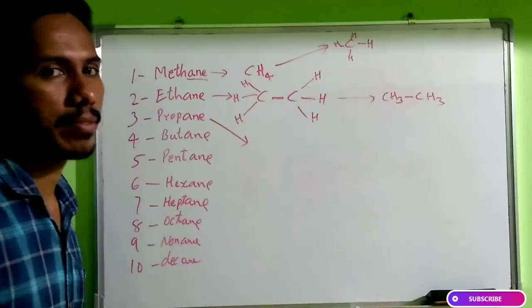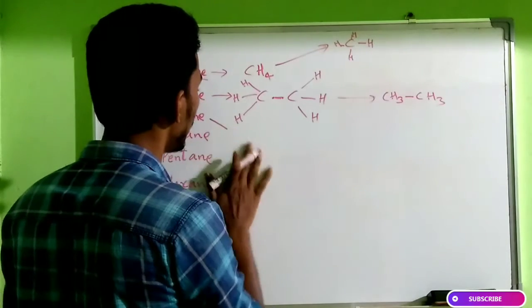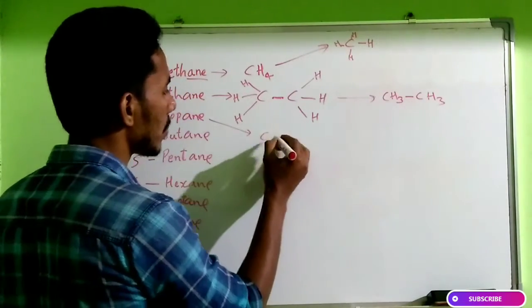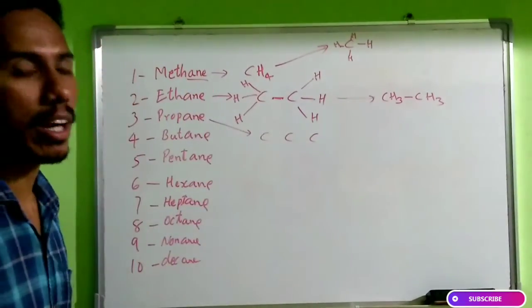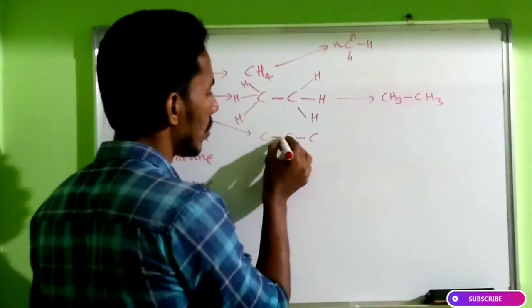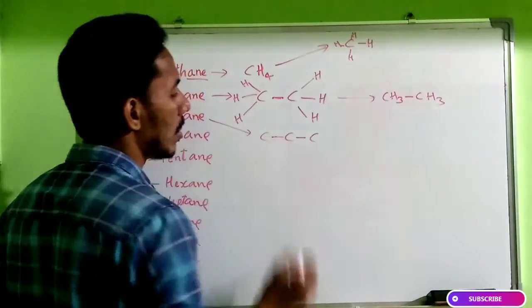Propane. Propane means how many carbon atoms? 1, 2, 3. Prop means 3 carbon atoms. ANE means only single bonds. Only single bonds here.